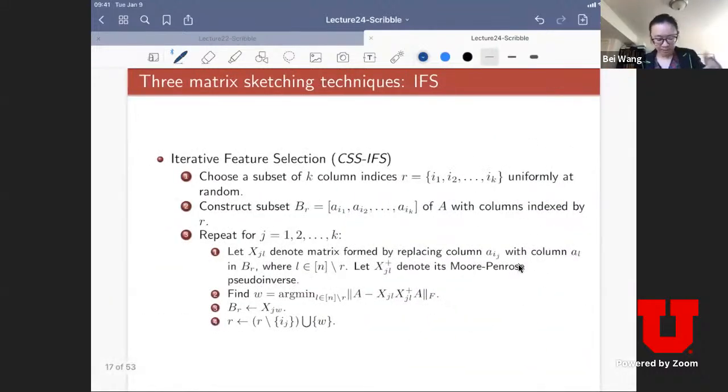The second one is slightly different. It's called IFS, iterative feature selection. It's also a column selection strategy. It starts with a random subset of columns and improves it over time. I'm not going into detail, but again, the idea is to select a subset of my columns so that they are somewhat distinct from each other.